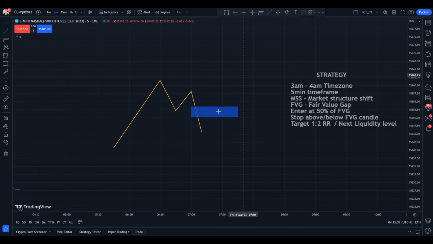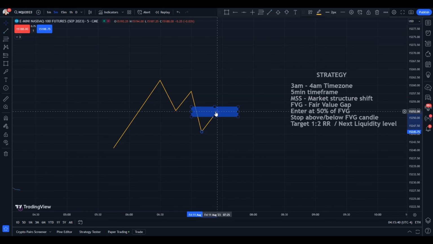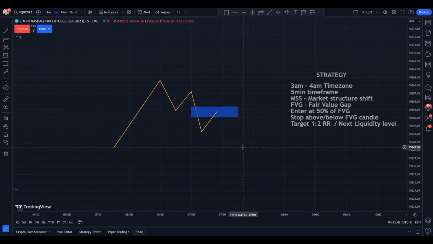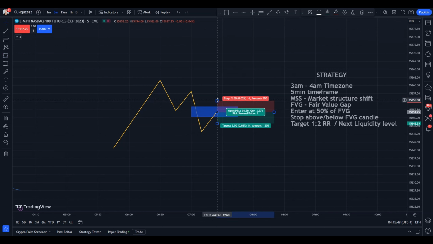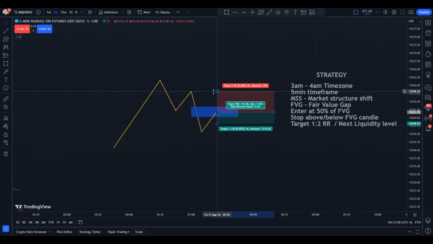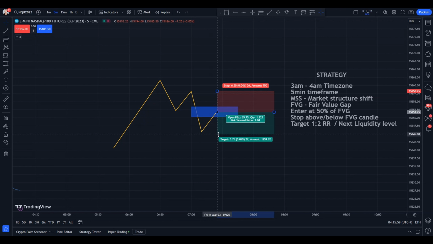Now we wait for the market to pull into that fair value gap. On the 50% of that fair value gap, we enter short. It's going to look like this. So we go short there, put your stop loss above this fair value gap candle, and we target a 1 to 2. That's the one option.